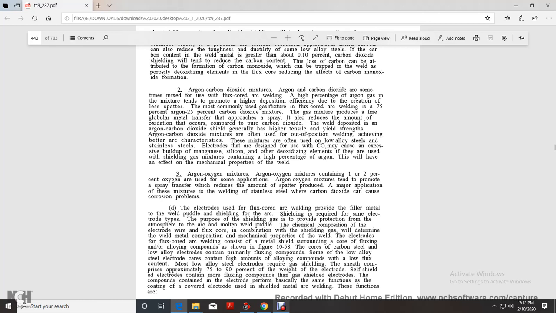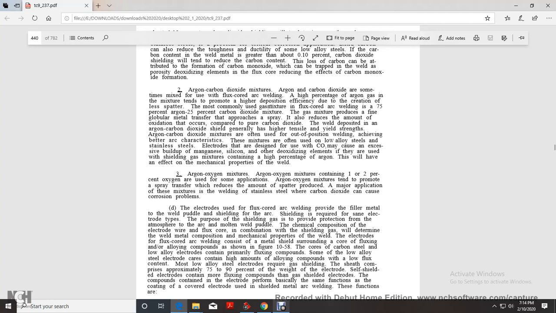The weld deposited with an argon carbon dioxide shield generally has a higher tensile and yield strength. Carbon dioxide mixtures are often used for out-of-position welding, achieving better arc characteristics, and the mixtures are often used with low alloy steel. Stainless steel electrodes designed for use with carbon dioxide may cause excessive buildup of manganese, silicon, or other deoxidizing elements if they are used with a shielding gas mixture containing a high percentage of argon. This will affect the mechanical properties of the weld.